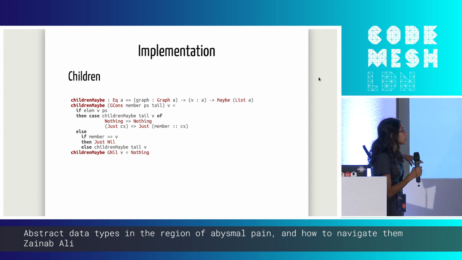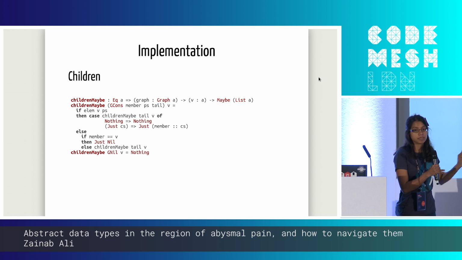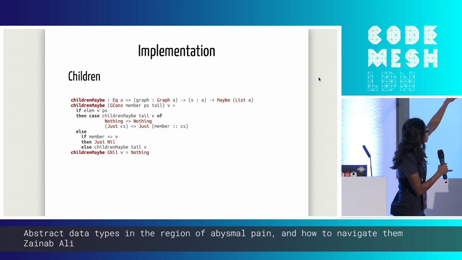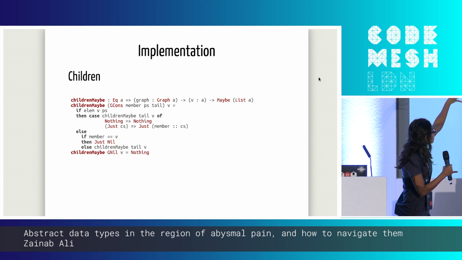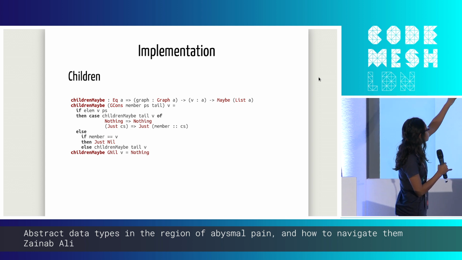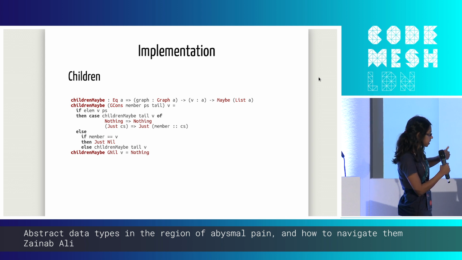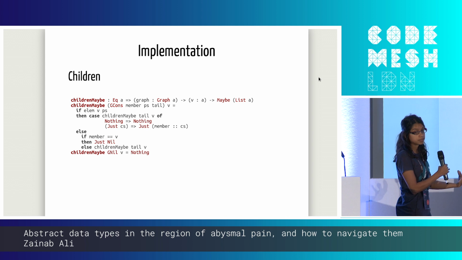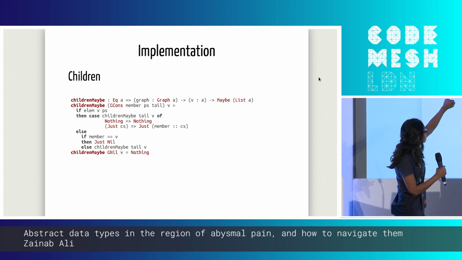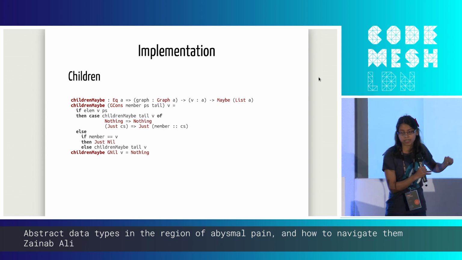Now, children is a little bit more complicated because I need to go through my graph and find out if a vertex is present in the list of parents for a vertex. But ultimately, it's pretty similar logic. So we recurse, and if we traverse our list and we find a vertex, we know that that vertex is present in the list, so we can return just of an empty list. If not, then we reach the end of our list, and we know that our vertex isn't present. We can return nothing.